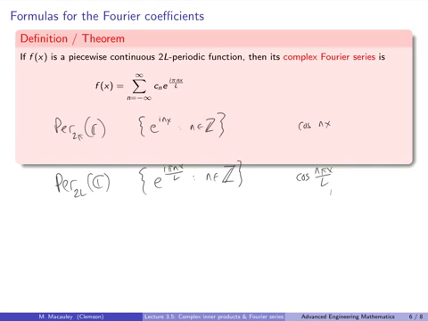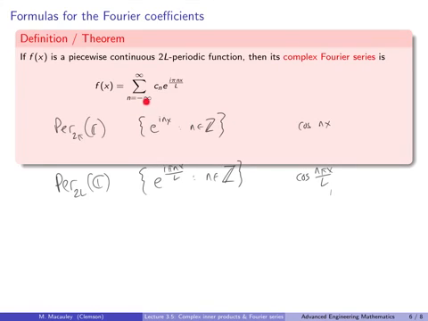Okay, so given this, if f of x is a piecewise continuous 2L periodic function, then its complex Fourier series is a way to write the function as an infinite sum of these orthonormal basis vectors. So c_n times e to the i pi nx over L.